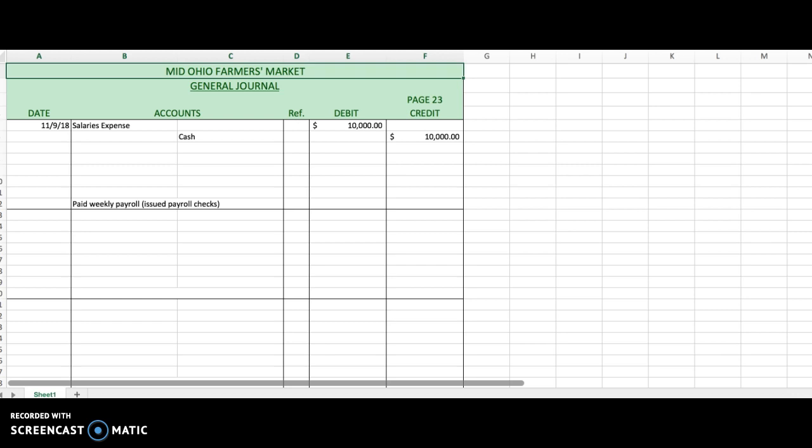Now we're going to take a look at that and some other transactions later on that will be a little more complicated than this. As you saw in the videos from last week and then today, there are a number of what we call payroll deductions that the accountant has to consider.